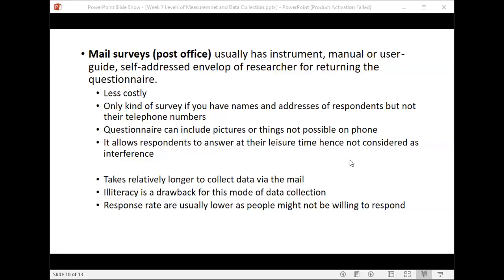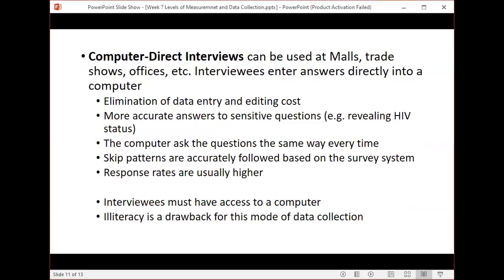Okay, so those are some of the disadvantages for mail service through the post office. Then we have computer direct interviews. With these, nobody is there to tell you to answer this or that. What happens usually is that you have it like a tablet. It's put at the malls, the airports, certain places, and whoever walks to it just clicks and starts putting in their answers, right? These days, some of the banks do it.